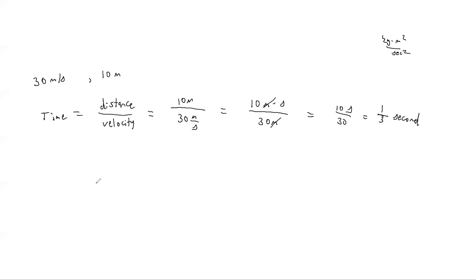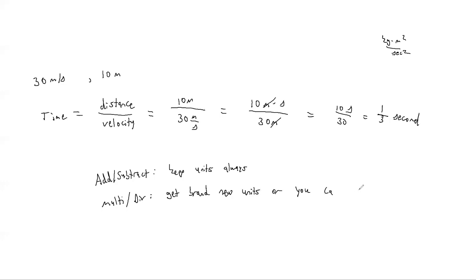So just as a summary, when you add or subtract, you would keep your units always, right? Okay, and then let's say multiply and divide. You either get brand new units, or you cancel out units you had. So these are the overall outcomes you'd get from pretty much any problem you'll ever do.